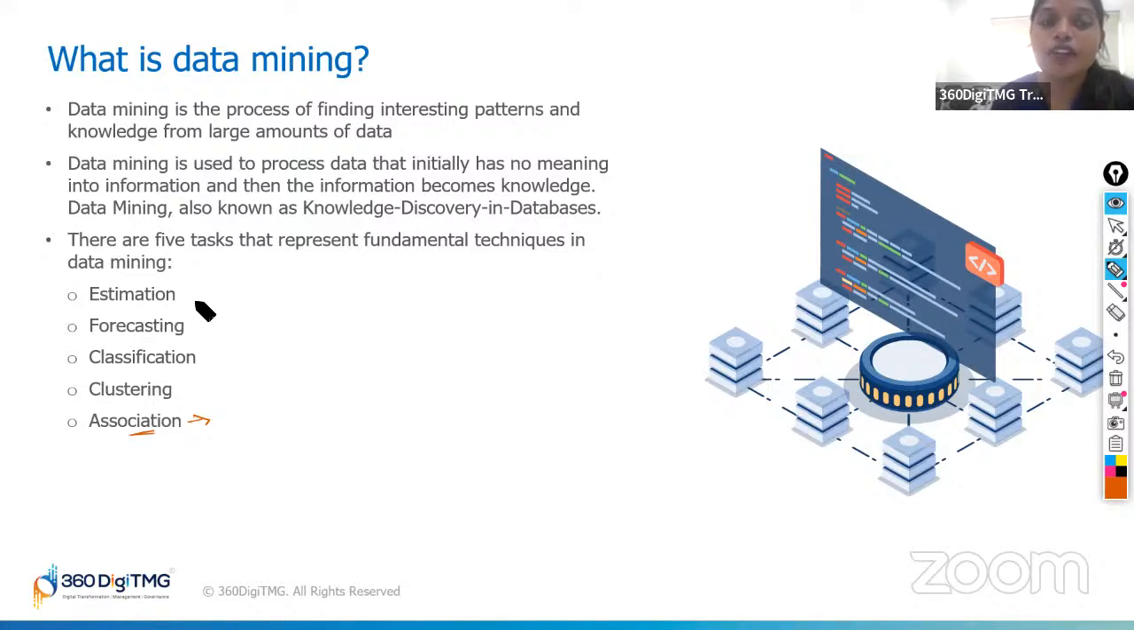So what is estimation? Suppose, based on the past behavior of the customers, by understanding the past customer purchasing behavior, we can estimate the lifetime value of a customer. What do you mean by this lifetime value? So by understanding the past customer purchasing behavior, I can estimate the lifetime value of a customer. What do you mean by that?